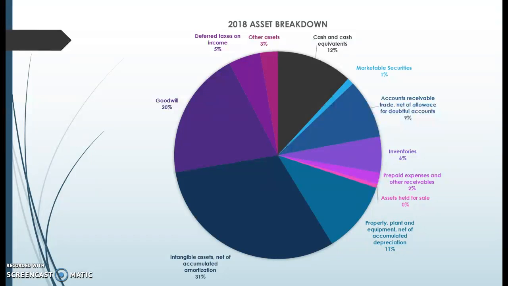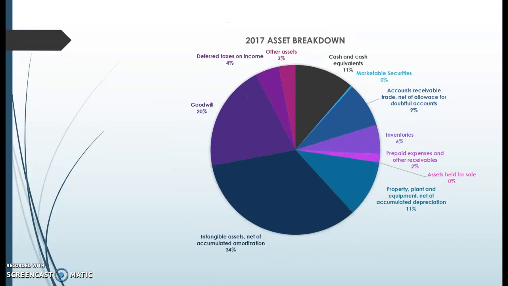So for 2018, this is our asset breakdown. This includes cash and cash equivalents, accounts receivable, inventories, some assets held for sale, which were none, property, plant, and equipment, prepaid expenses and other receivables, and intangible assets net of accumulated amortization, and our deferred taxes on income. This is compared to our 2017 asset breakdown.